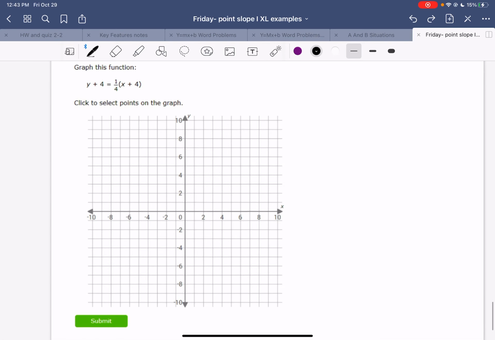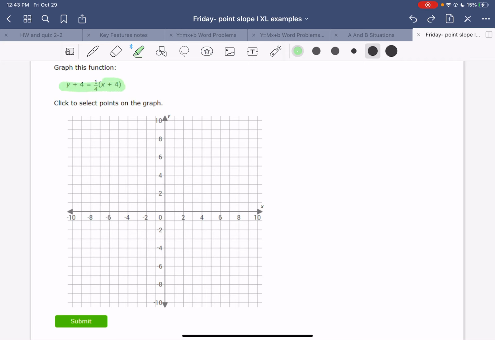So this last one, they're going to give you a function. In this case, they're giving us y plus 4 equals 1/4 x plus 4. So we know in order to graph our line, we need a slope and we need at least 1 point. We need an xy. So from our formula, we know that the slope is right here. We have 1/4. But there's no way we can take this slope and put it on our graph without a starting point. We can't just start counting 1/4 wherever we want. So that's why we need one xy pair.